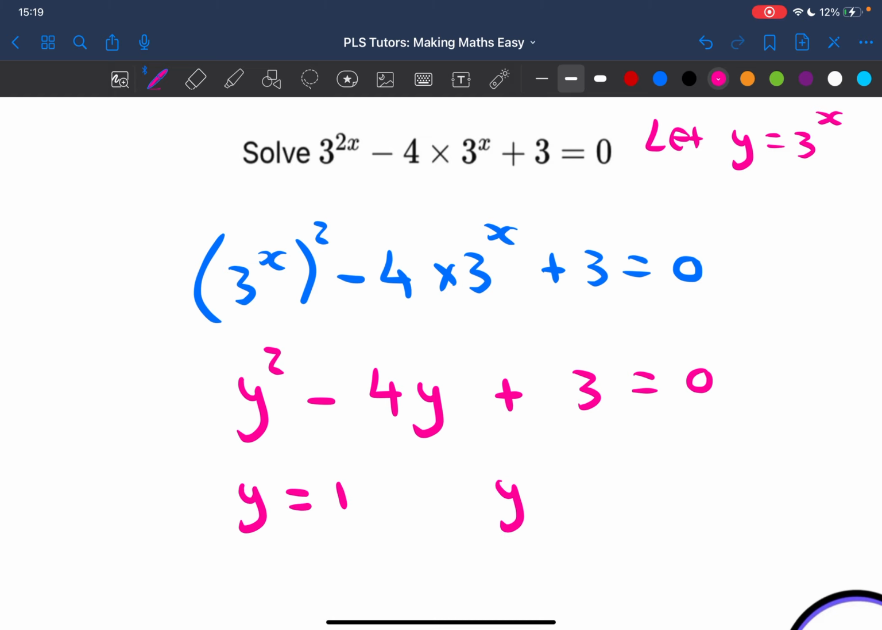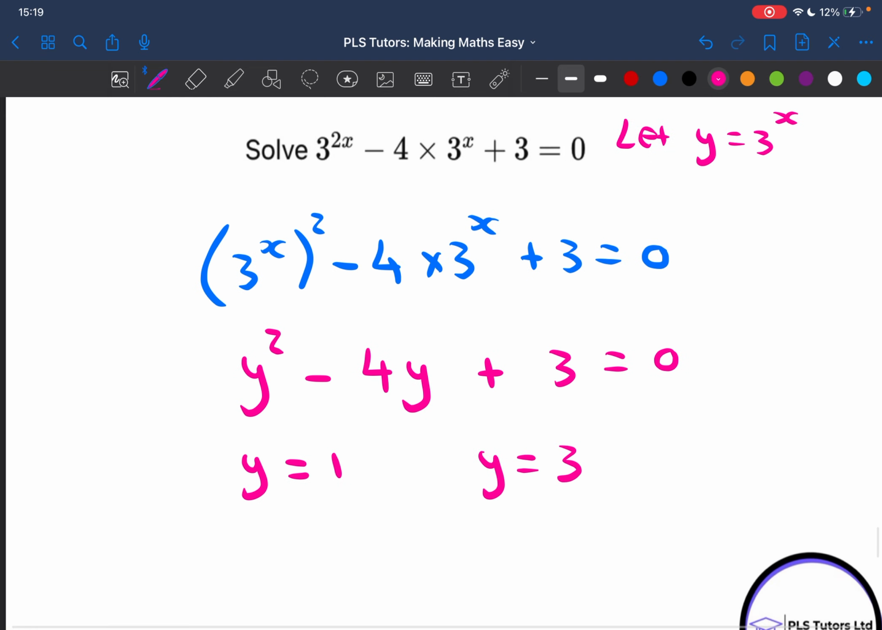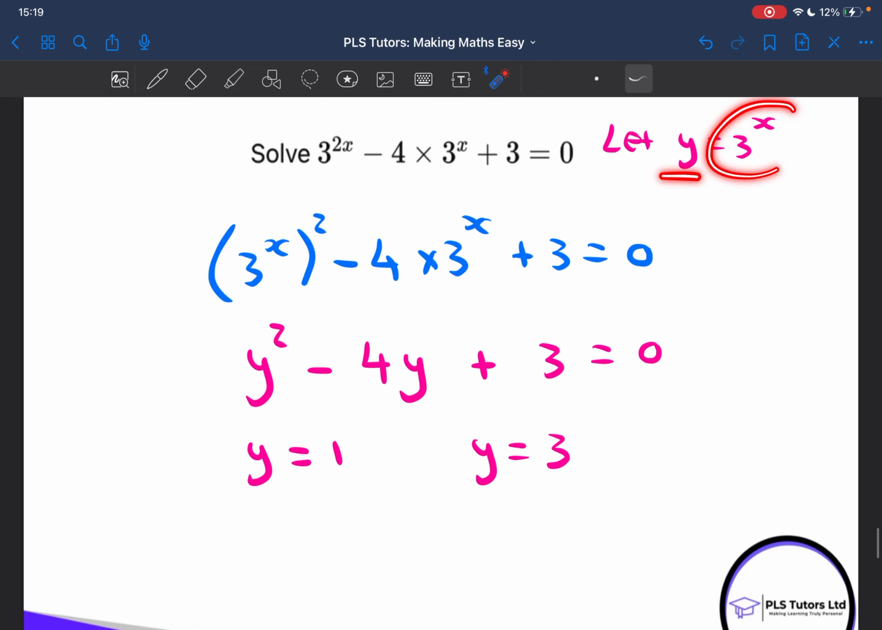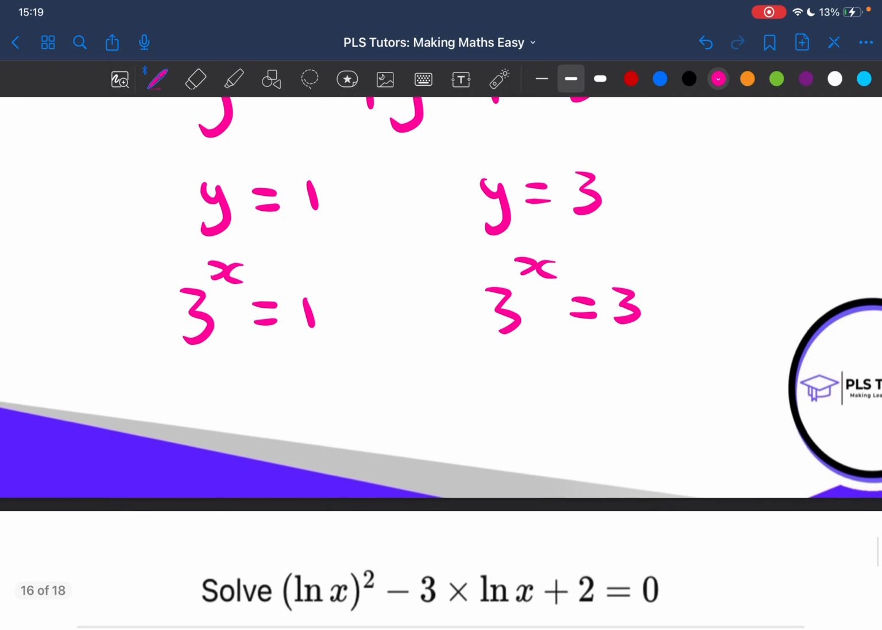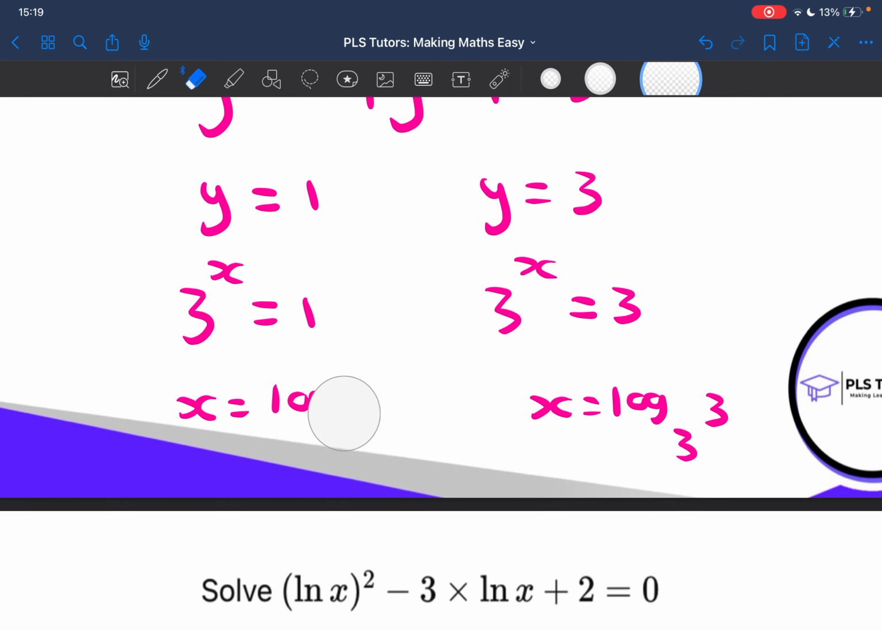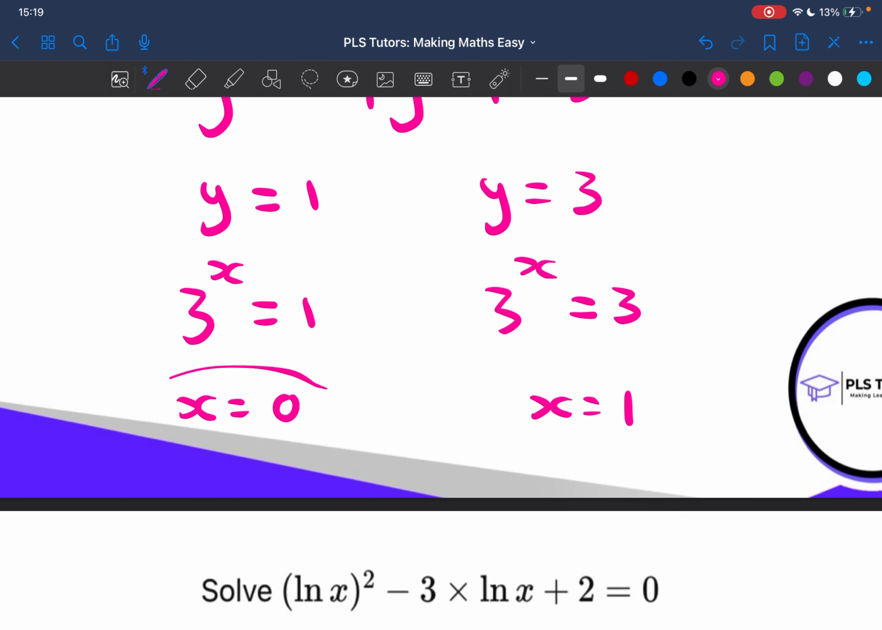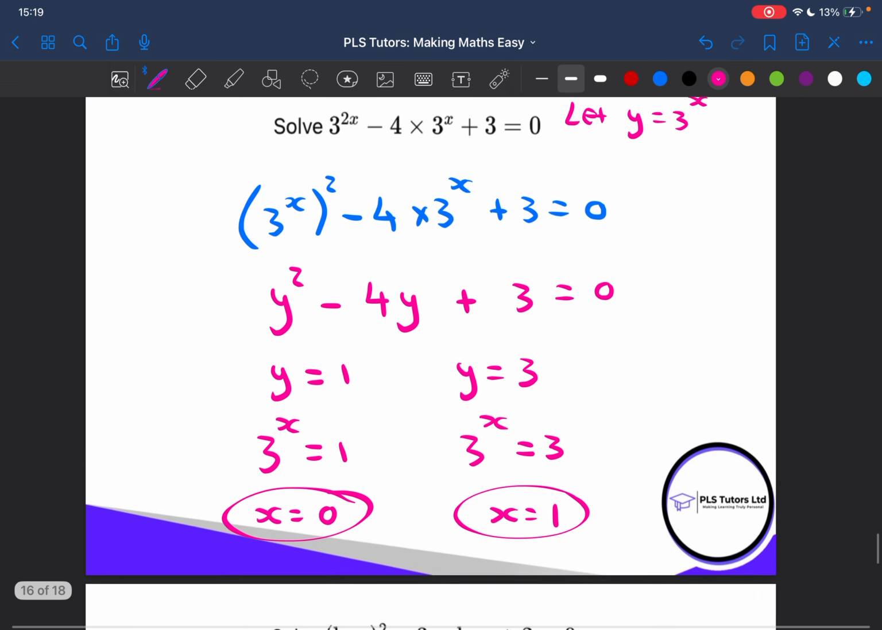But remember, we're not trying to work out what y is, we're trying to work out what x is. Because y is 3 to the x, rather than y equals 1, we can say 3 to the x equals 1, or 3 to the x equals 3. Putting it into log form, we know that x is log base 3 of 1, or x is log base 3 of 3. Log base 3 of 1 just becomes 0, and log base 3 of 3 just becomes 1. So x is 0 and x is 1 are our final solutions to this question.